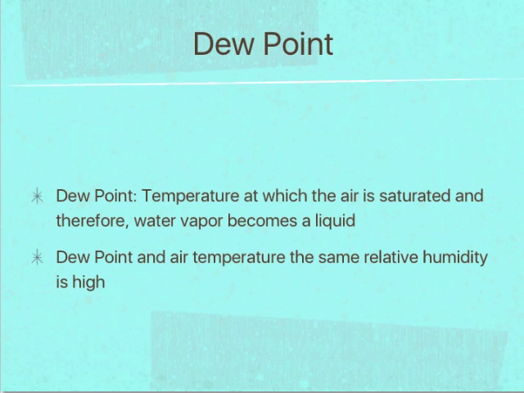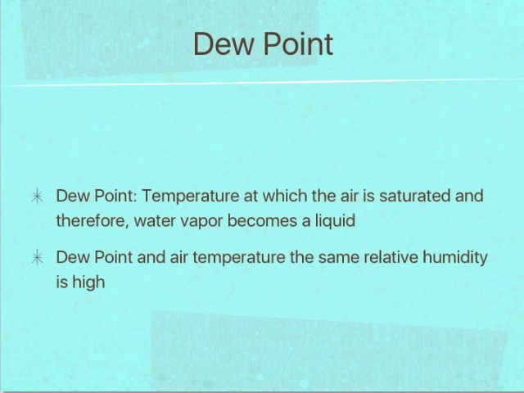Dew point happens when the air becomes saturated with water vapor. As it becomes saturated with water vapor, it can no longer hold or cause more water vapor to evaporate, so therefore water vapor starts to condense, and the temperature at which that happens is what we call the dew point.